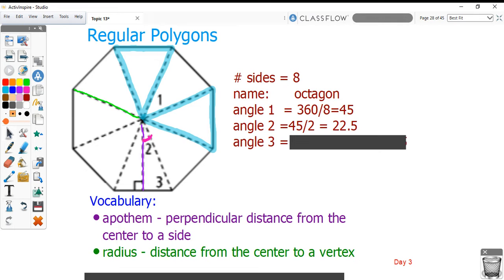Our last one is angle number 3. When we look at this, what we're really dealing with here, I'm going to outline it in orange.